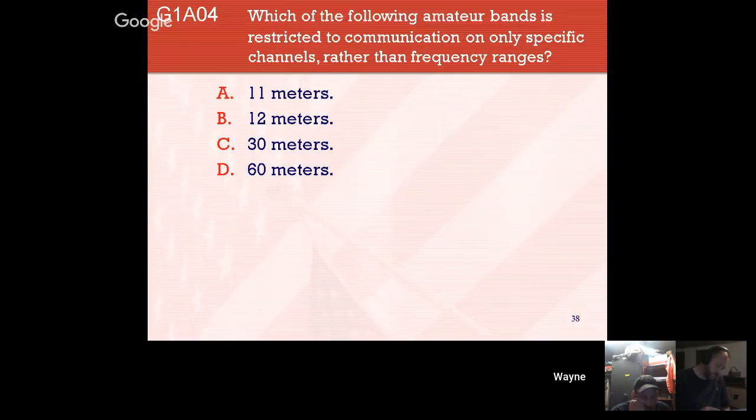Which of the following amateur bands is restricted to communication on only specific channels rather than frequency ranges? Again, there's that 5 megahertz portion, which is the 60-meter band. That's the channelized frequencies. There's 5 channels in the 60-meter band. 60 meters is the only channelized restricted band for amateurs to use. Again, we're secondary to that as well.